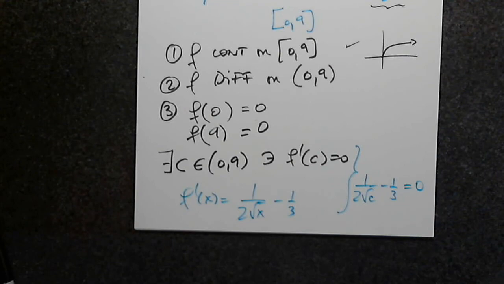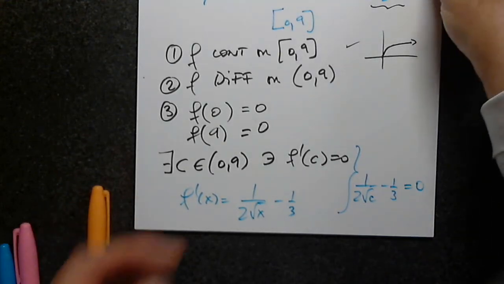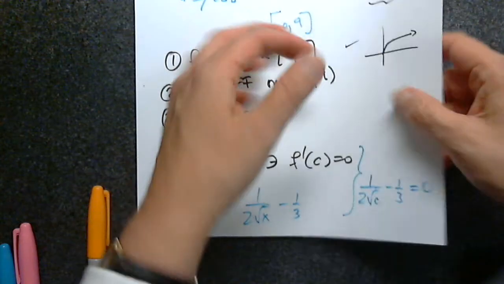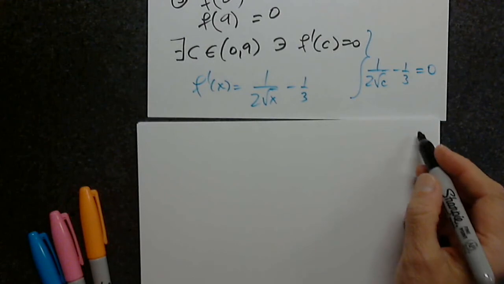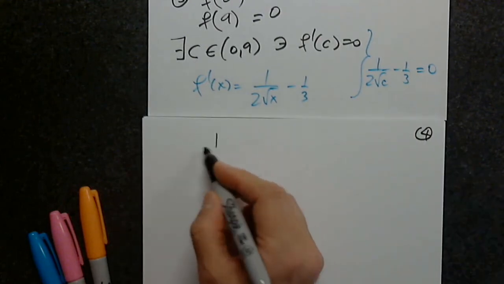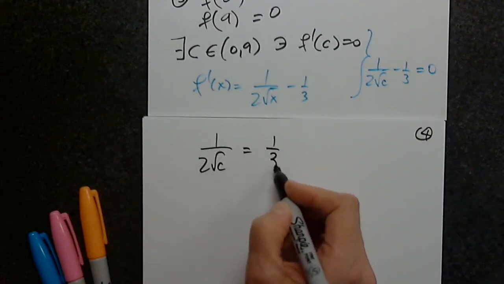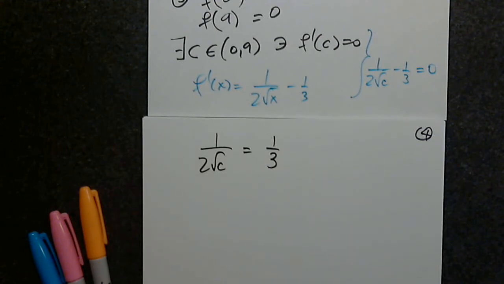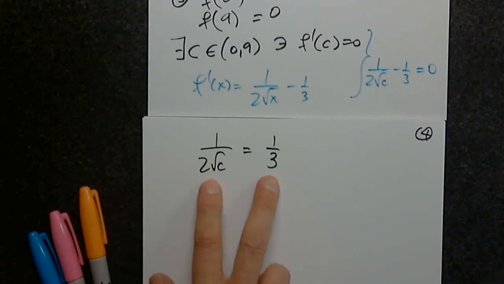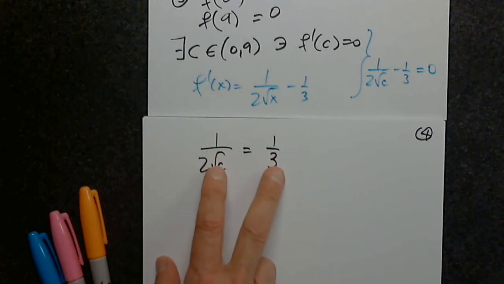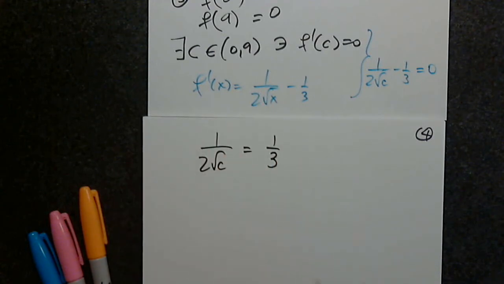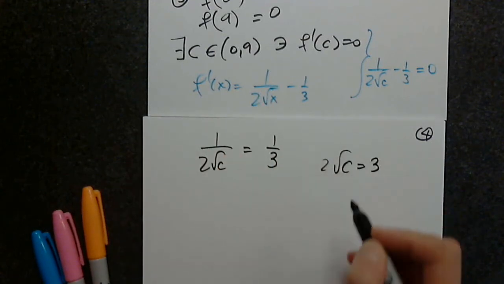And yes, now I have to determine c from this equation. So 1 over 2 the square root of c equals 1 over 3. I moved 1/3 to the other side. And you can cross multiply, which I hope you would say. Or you can say two fractions are equal, and if they also have the numerators equal, the denominators must be the same, or you simply cross multiply. So then 2 the square root of c must equal 3.